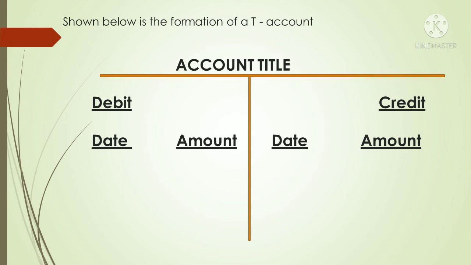The T account, like a general ledger, has two sides. The left-hand side, which is called the debit side, and the right-hand side, which is called the credit side. Shown below is the formation of a T account. So, account title. So, on the left-hand side, we have the debit side. Then, there's the date and the amount. Then, on the right-hand side, we have the credit side, the date and amount. Supposed to be the same concept, actually, in using the general ledger.